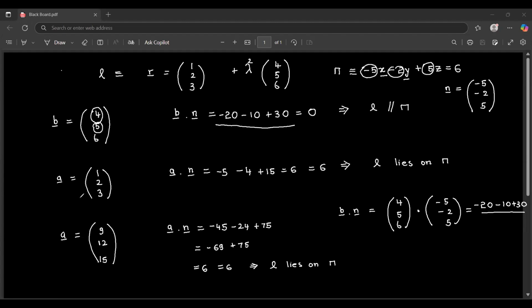So I will recap these things again. With a line and a plane, you have three possibilities. The first possibility is that the line can be parallel to phi, and if it is parallel to phi, you can check whether it lies on the plane phi. If L is not parallel to phi, then only we have to find the intersection point of the line with the plane phi.